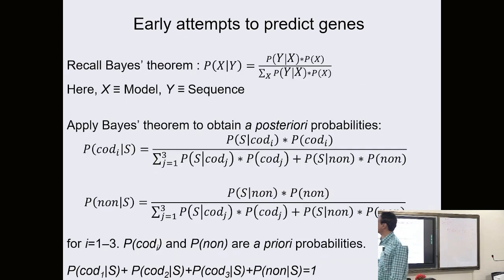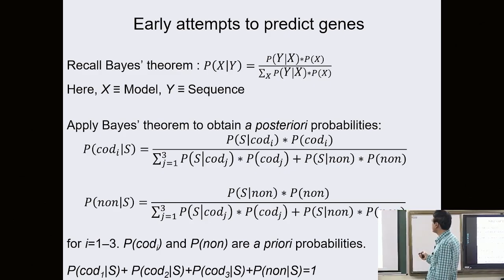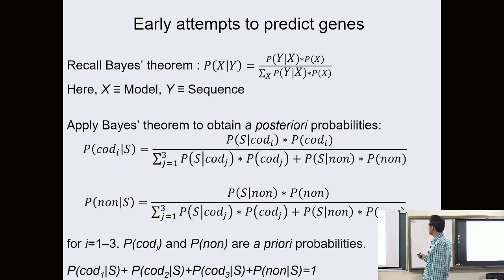I have put all these things on the slide. So Bayes theorem: probability of x given y is equal to probability of y given x multiplied by probability of x, divided by probability of y given x multiplied by probability of x, summed over all x. What it does is compute the posterior probability of x given y.